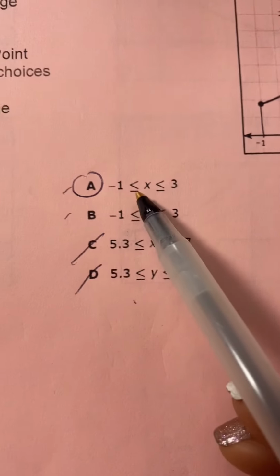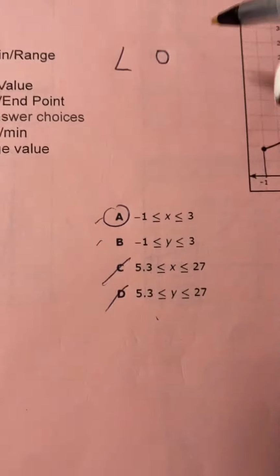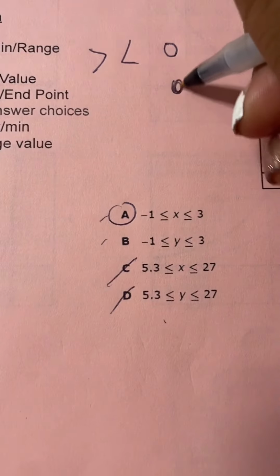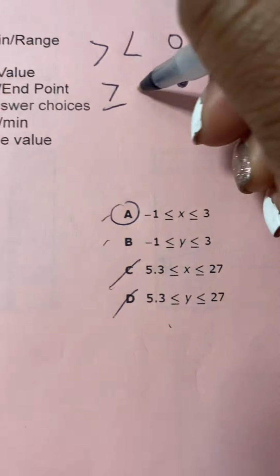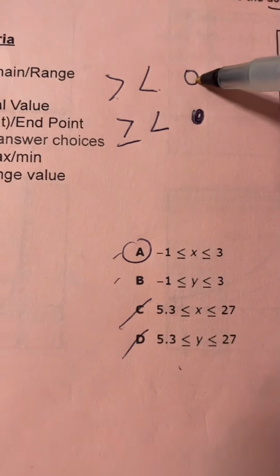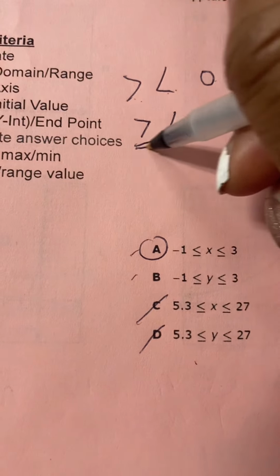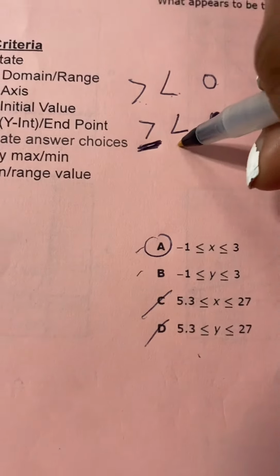Okay, it's greater than or equal to. Remember, open circle is greater than or less than. Closed circle is greater than or equal to, and then less than or equal to.